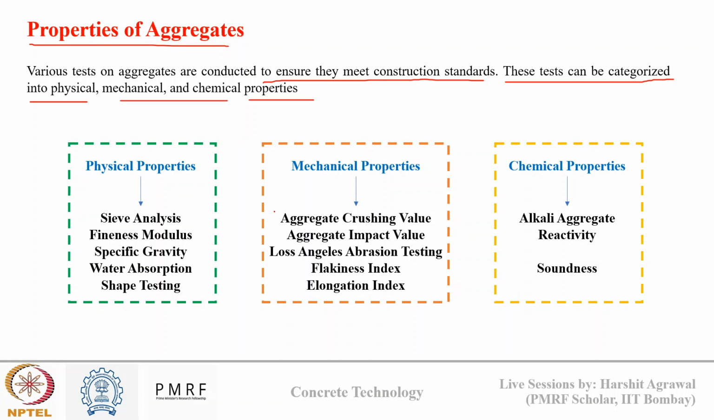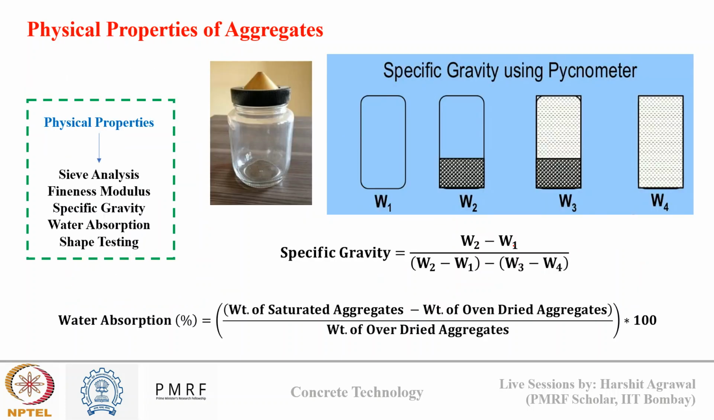In physical properties, we have sieve analysis, fineness modulus, specific gravity, water absorption, and shape testing. In mechanical properties, we have aggregate crushing value, aggregate impact value, Los Angeles abrasion testing, flakiness index, and elongation index. And in chemical properties, we have alkali aggregate reactivity and soundness. In physical properties, sieve analysis and fineness modulus we have already discussed. We know these two things.